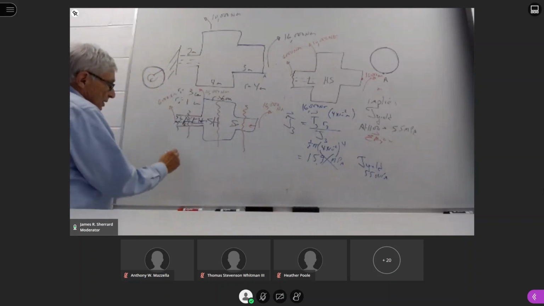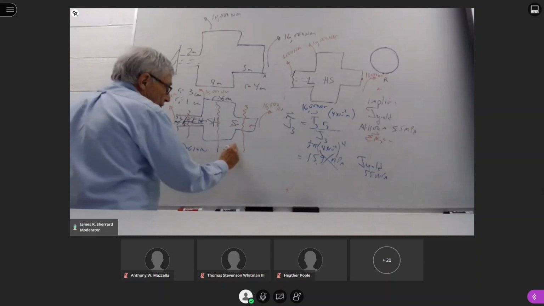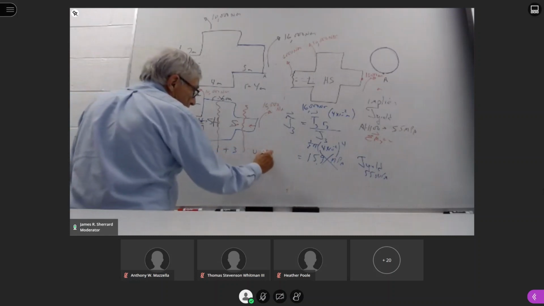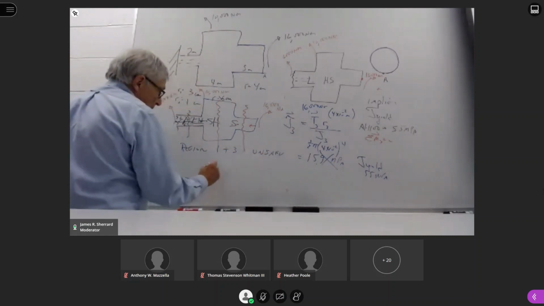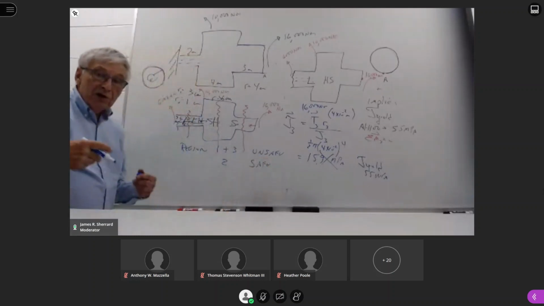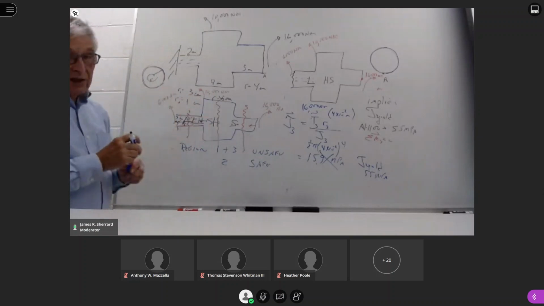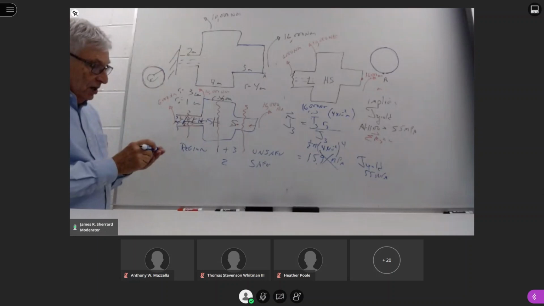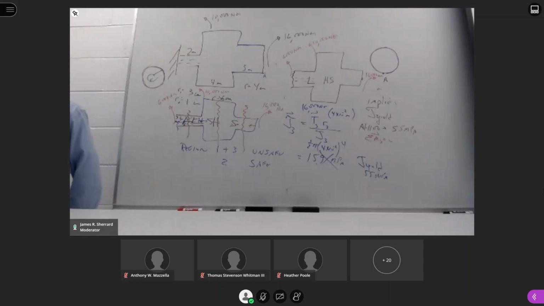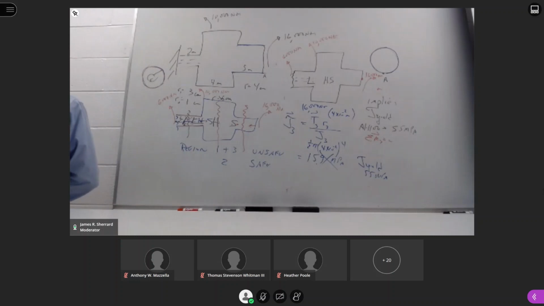So region 1 and 3 are unsafe. Region 2 is safe. But when we look at the entire system, as long as one section is unsafe, everything is unsafe. So this system is unsafe. Any questions on that solution before I go into the extra credit? Okay.